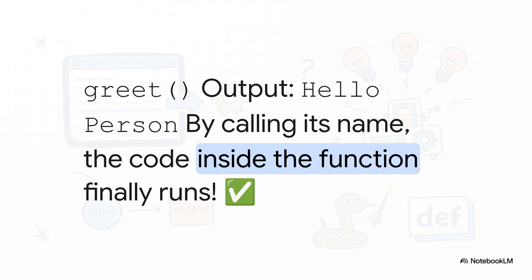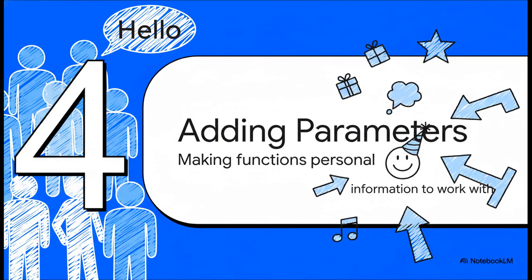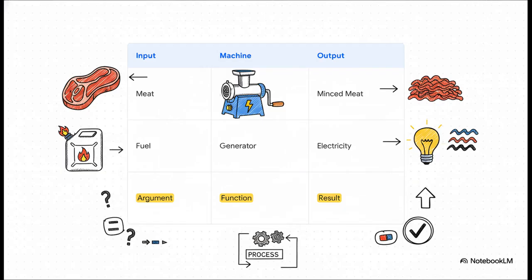We've solved our first problem. We've got a reusable piece of code. But you know, our function is still a little generic. It always says hello person. The real power kicks in when we can give our functions information to work with, to make them dynamic and personal. A great way to think of a function is like a machine, a meat grinder, right?